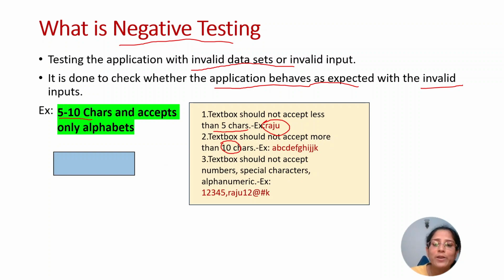The third scenario will be testing this text box by taking some numbers, some special characters and some alphanumeric. For example, suppose you are using this invalid data. Then this will throw you an error saying the text box should accept only alphabets. Since here we are using different values like numbers, special characters and alphanumeric, it will not allow entering this data and it should throw the error. So that is how we will be performing negative testing.